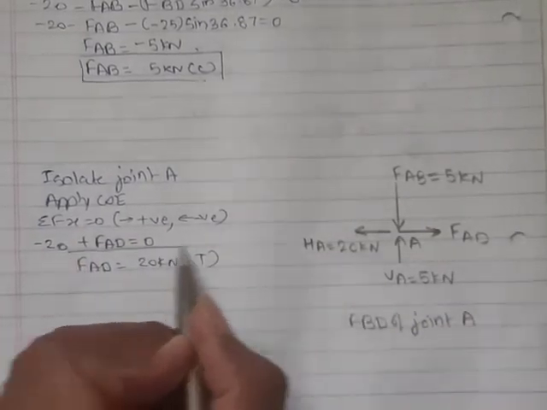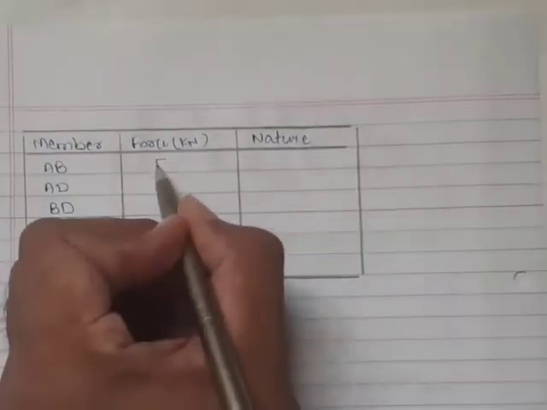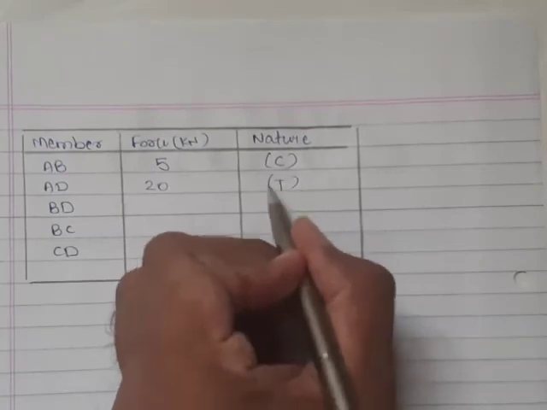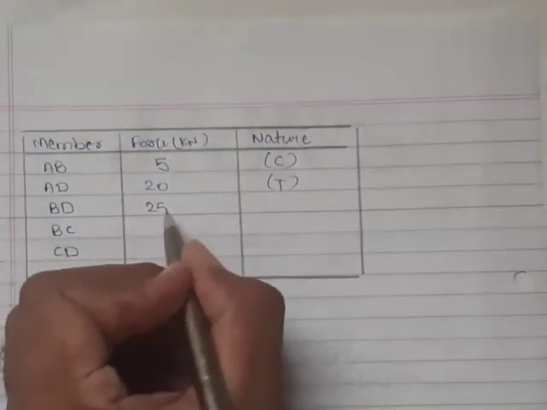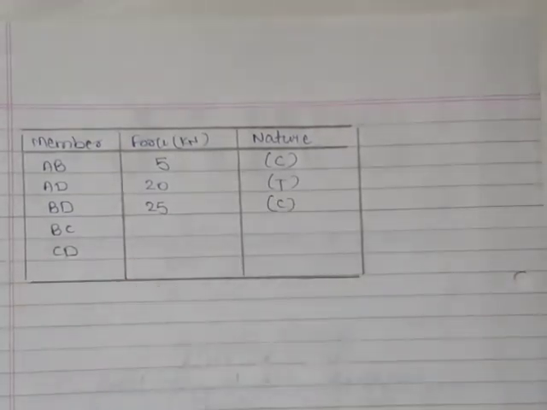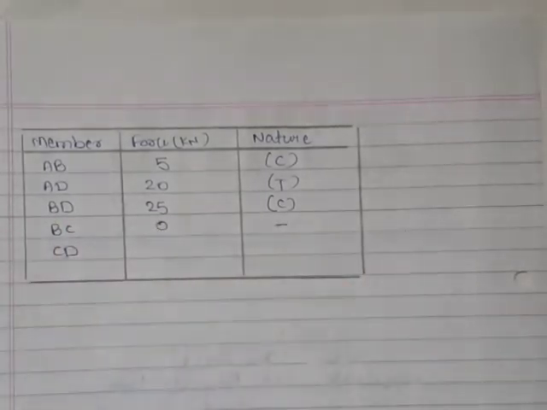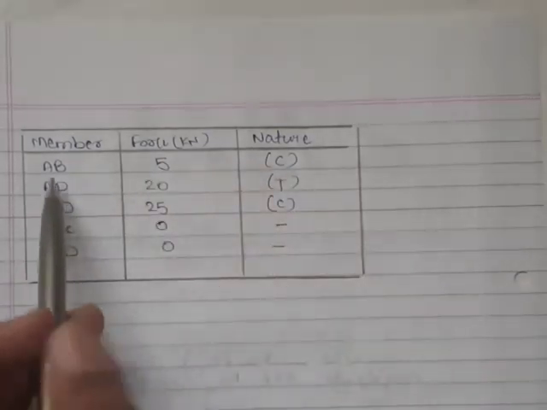Now we have found out the force in all the members. We will write it down in tabular format. Force in member AB came to be 5 kilonewton and its nature is compressive. Then force in member AD was calculated, which is 20 kilonewton and the nature is tension. Then force in member BD came to be 25 kilonewton and nature is compressive. Member BC was a zero force member. Also member CD was a zero force member, so the value of force is 0. So in the tabular format we have shown the force in all the members.